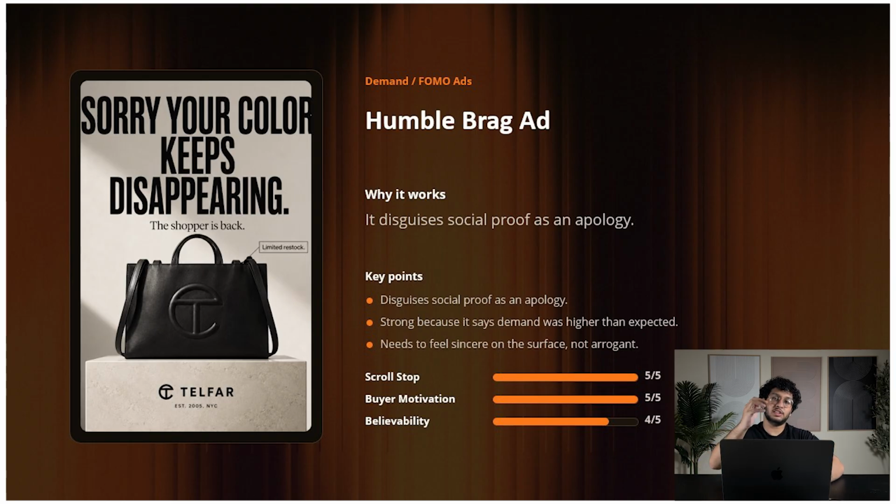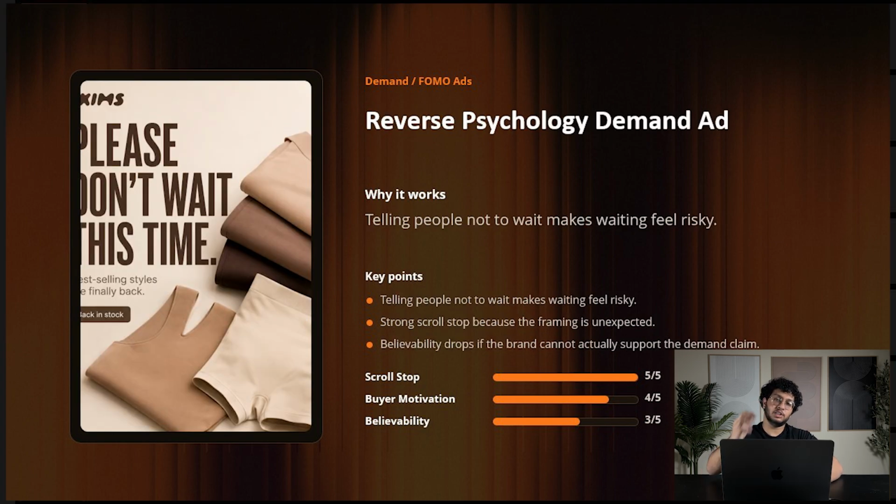The reason it is not S tier is believability. The brand has to actually have demand. If a random unknown brand says this, it can feel fake. But for brands with real scarcity, this is very strong. A tier. Next is reverse psychology demand.